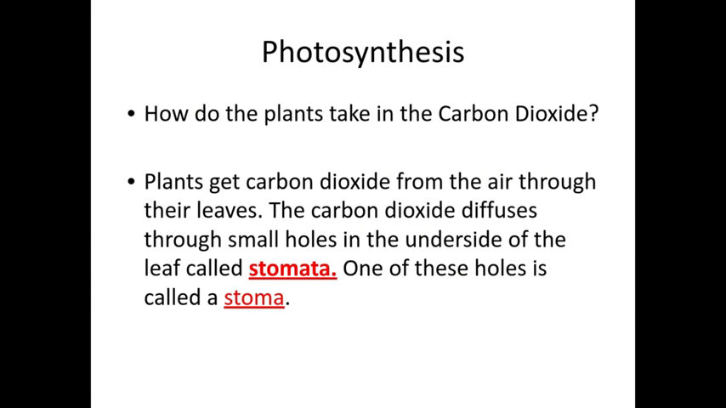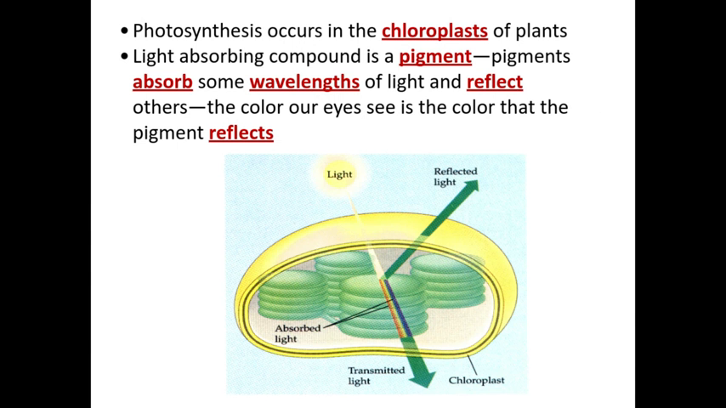How do plants take in carbon dioxide? Well, it's a pretty cool way in which they work. Plants get carbon dioxide from the air through their leaves. Specifically, there are these little structures called stomata. The carbon dioxide diffuses through the small holes on the underside of the leaf called the stomata. One of these holes is called a stoma. Okay, so that's another visual for you.